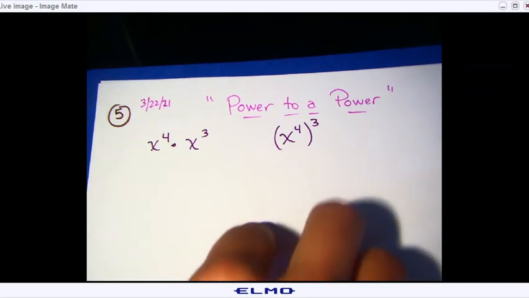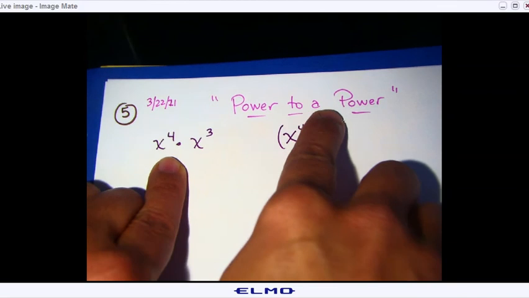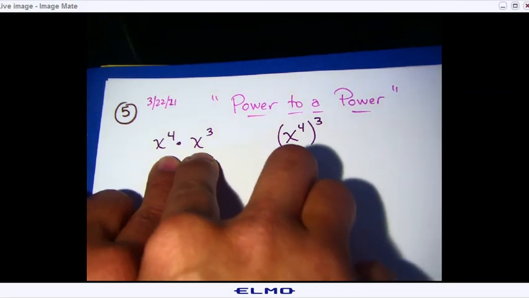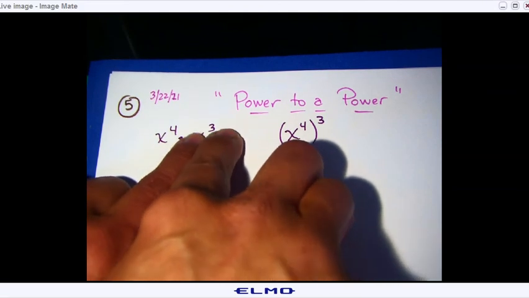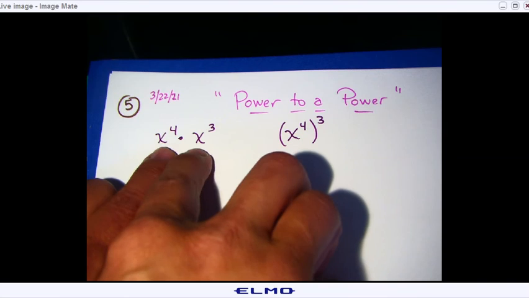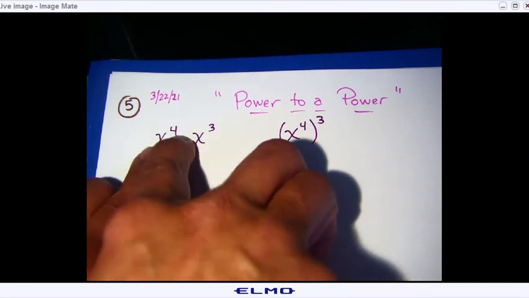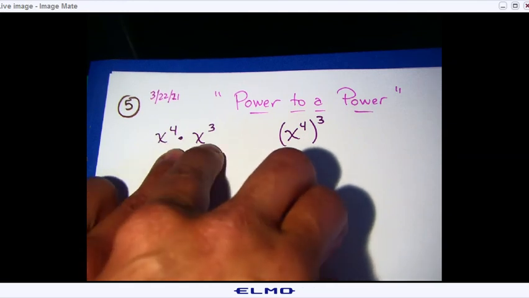All right. So now here we have the lesson today is power to a power. Okay. So we're going to keep it simple and then go to another step. All right. So we got x to the power 4 times x to the power third. Now, is that a power to a power? Well, not really. It's just x to the fourth times x to the third, right?